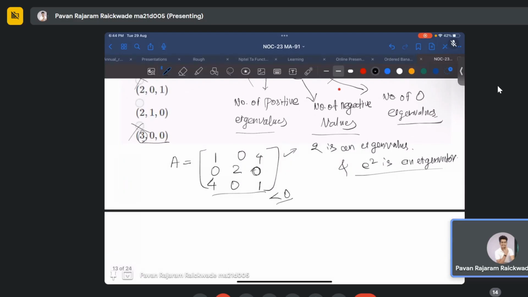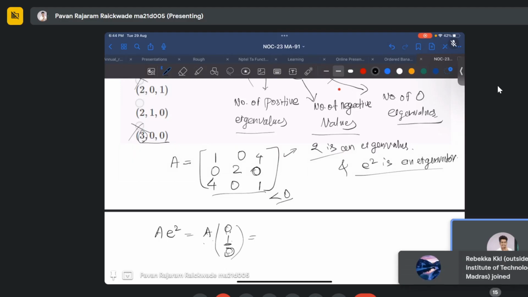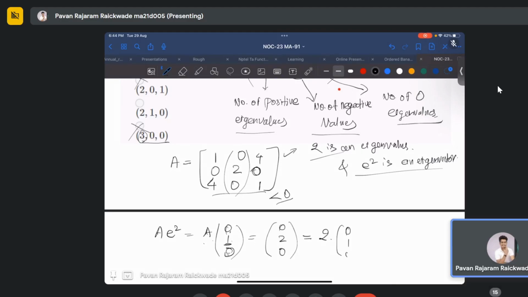But also, this will be useful: how will you find the eigenvalues? Here, A times E2, that is A times the vector 0, 1, 0, gives 0 times the first column, 1 times the second column, and 0 times the last column. The second column of this matrix is again 2 times E2, so 2 is an eigenvalue.